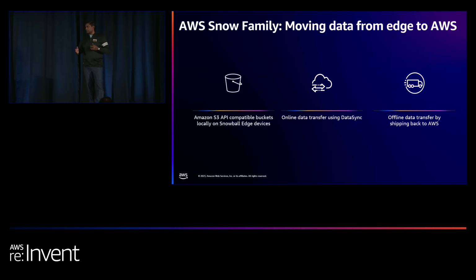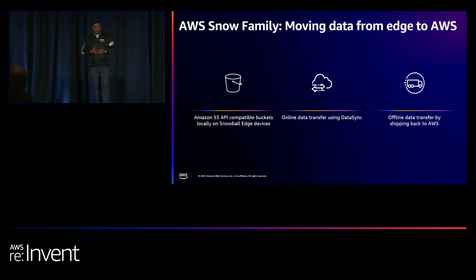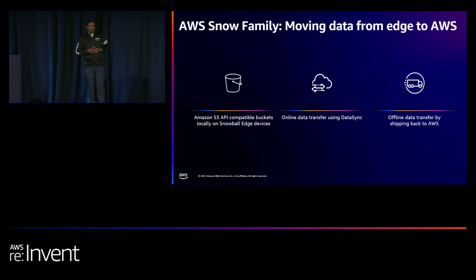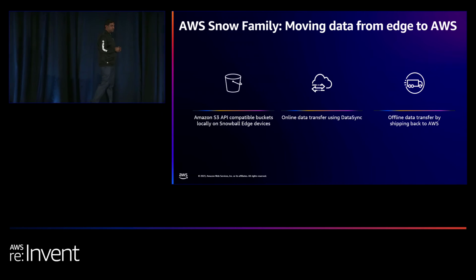And some customers also keep additional Snow devices with them on rotation. So one approach you can follow is, once the Snow device is full of data, 10 terabytes or 80 terabytes, you can physically ship the Snow device back to AWS for that data to be copied, while the next set of devices may be collecting and processing the next set of data that's generated at those edge locations.